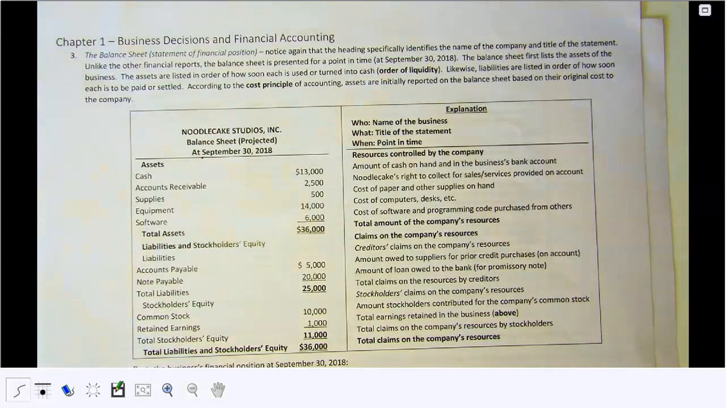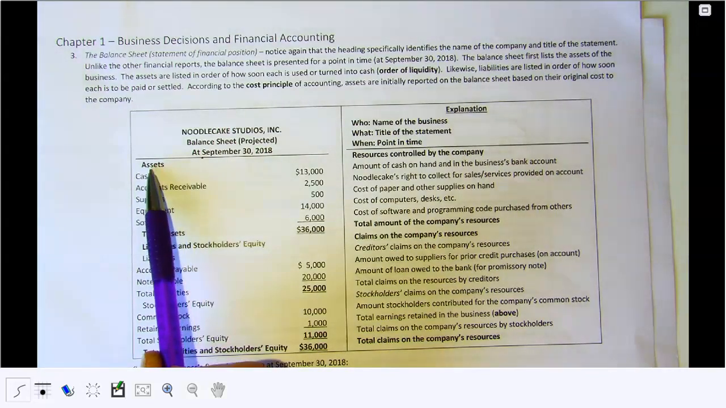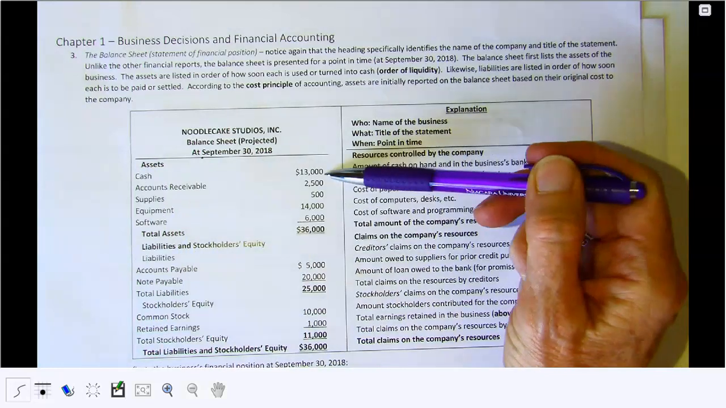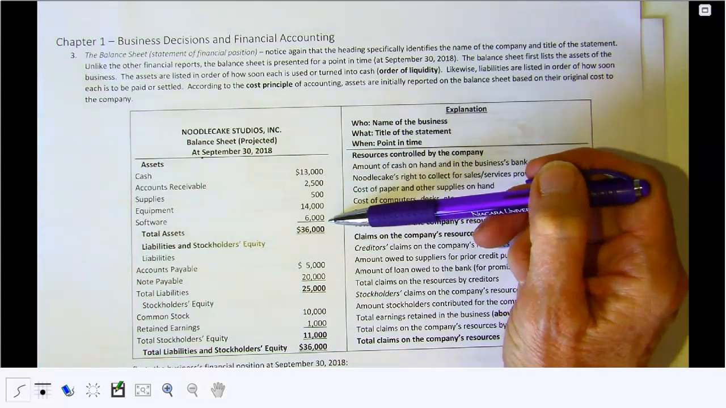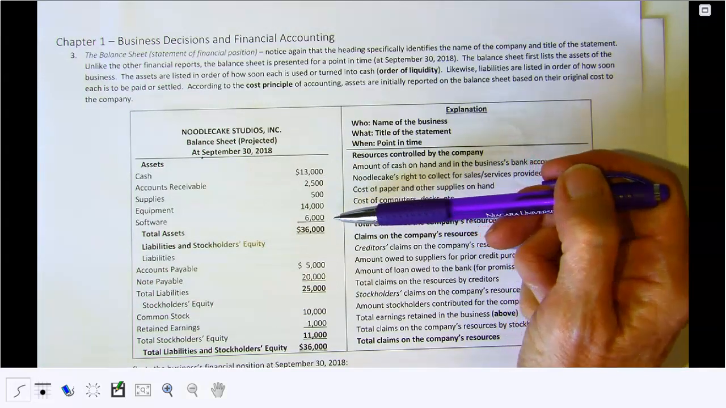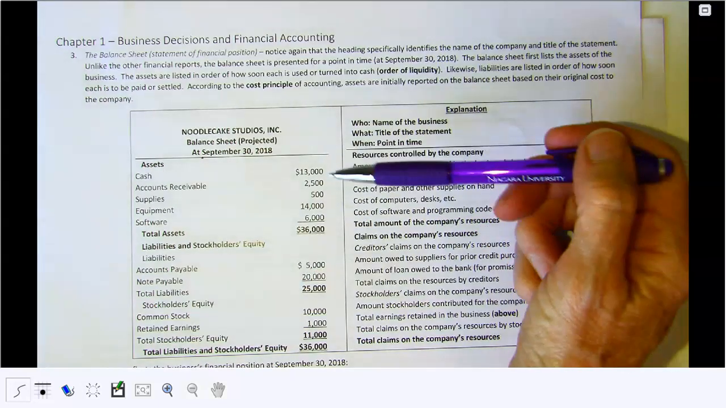Okay, so let's take a look at how we've set this up. We've got the subheading assets here, and then we list the assets in order of liquidity. We're going to learn more about that in the next chapter, but essentially it means how soon each of them is used up or turned into cash. So cash is already there.